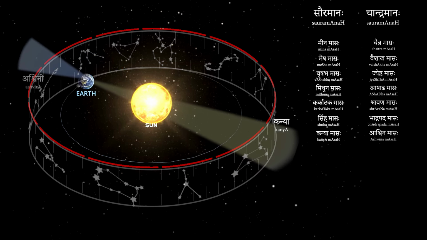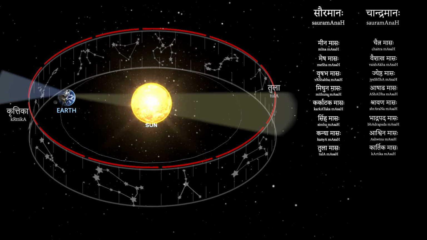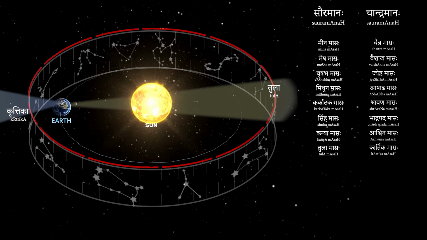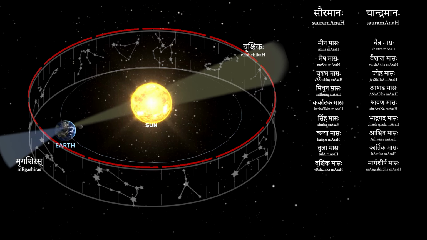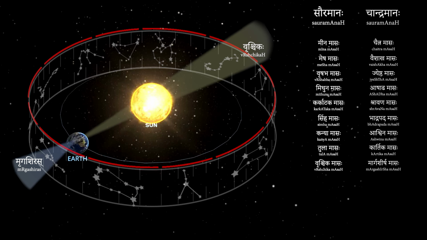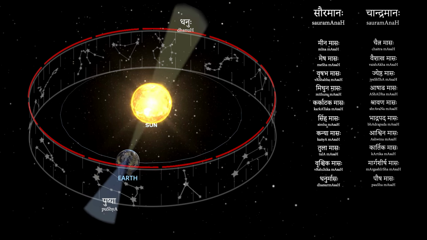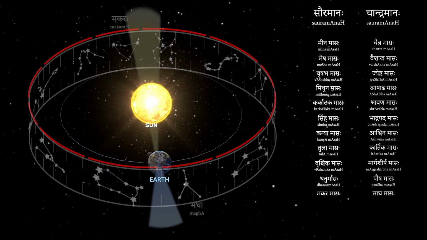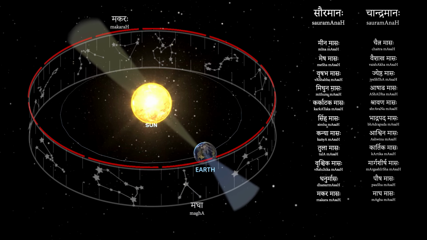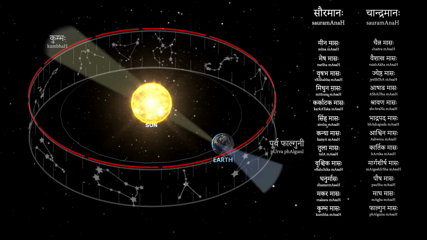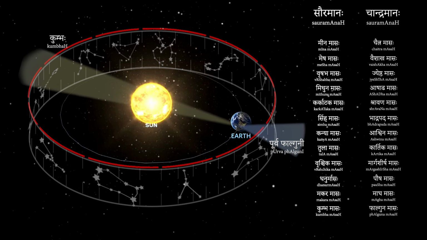Kanya Masaha because of Kanya Rashihi, which corresponds to Ashvina Masaha because of Ashvini Nakshatram, Tula Masaha because of Tula Rashihi, which corresponds to Kartika Masaha because of Kritika Nakshatram, Vrishchika Masaha because of Vrishchika Rashihi, which corresponds to Margashirsha Masaha because of Mrigashiras Nakshatram, Dhanur Masaha because of Dhanur Rashihi, which corresponds to Pausha Masaha because of the Pushya Nakshatram, Makara Masaha because of Makara Rashihi, which corresponds to Magha Masaha because of the Magha Nakshatram, and finally Kumbha Masaha because of Kumbha Rashihi, which corresponds to Phalguna Masaha because of Purva Phalguni Nakshatram.